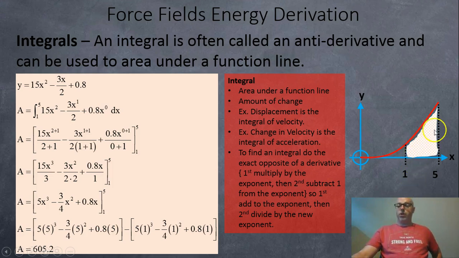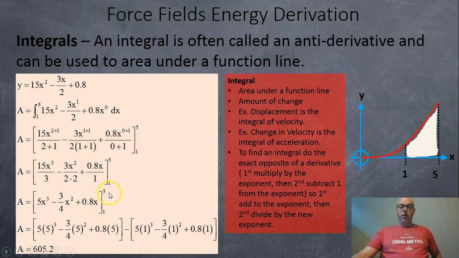For example, if we want to know what this shaded area is from 1 to 5, we can find out. So we have our equation, 15x squared minus 3x over 2 plus 0.8. Remember, that's really x squared, x to the 1, and x to the 0. Now we're going to do the opposite of a derivative. We add 1 to the 0, add 1 to the 1, add 1 to the 2, and then divide by the new exponent. So we get 15x cubed over 3, 3x squared over 2 times 2, which is 4, and 0.8x to the 0 plus 1 over 1, so we get 0.8x.